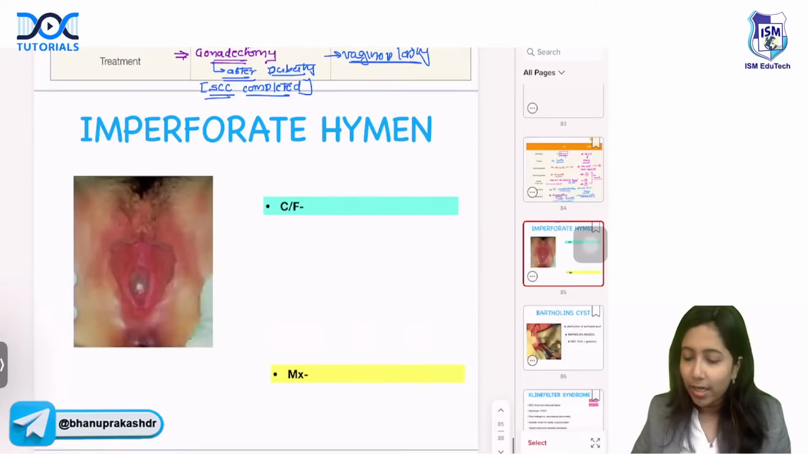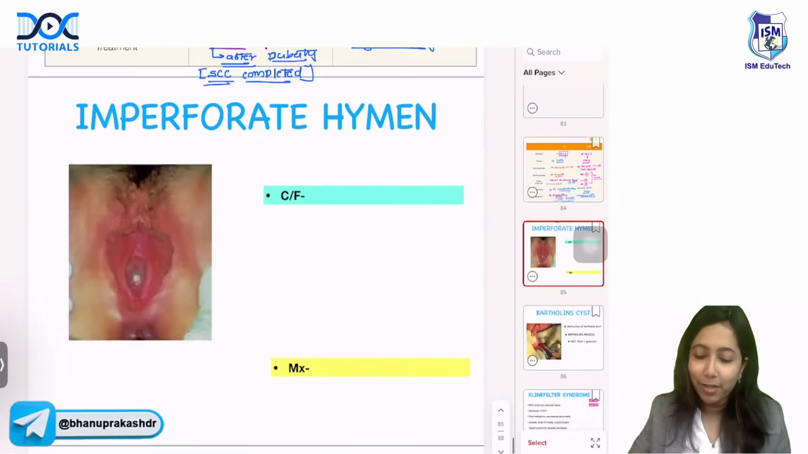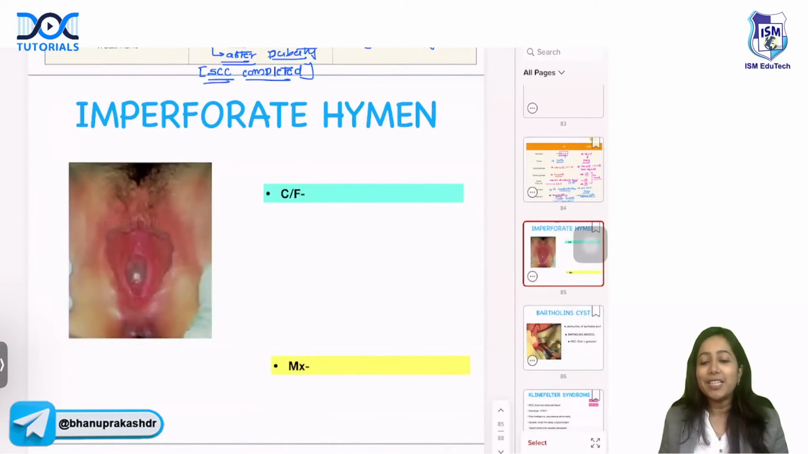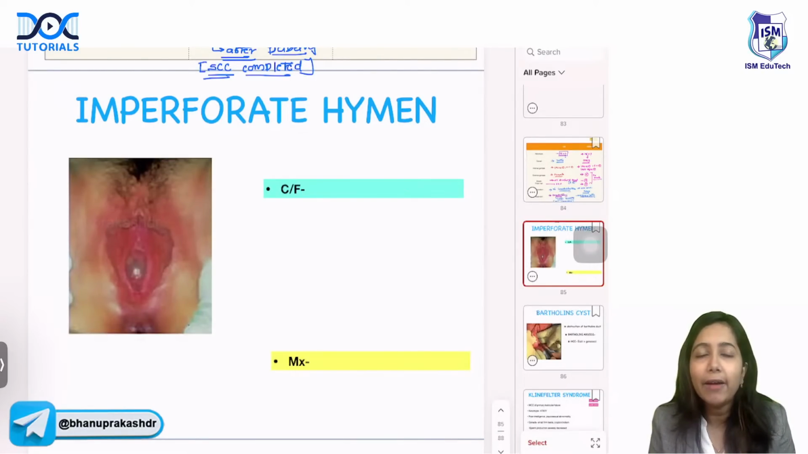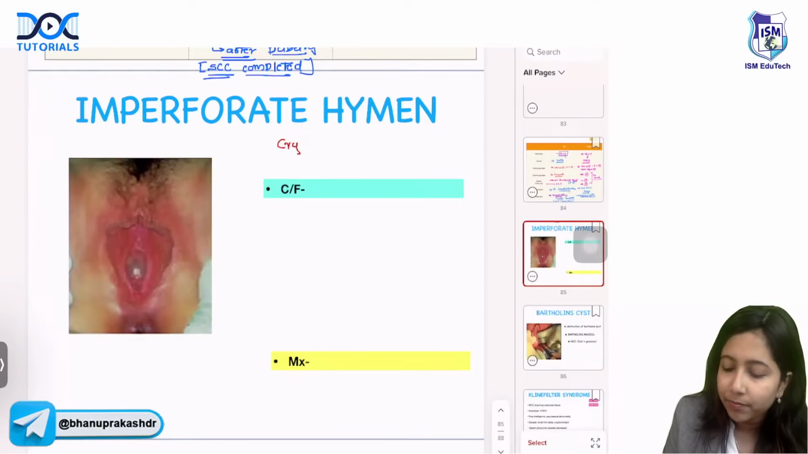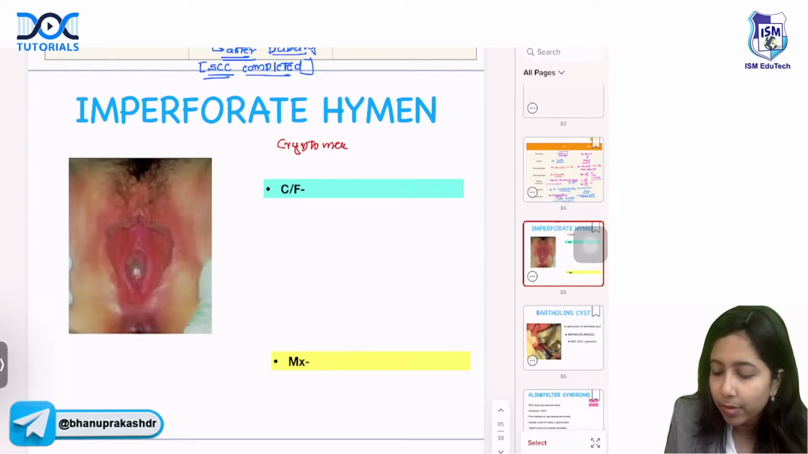Next, coming to imperforate hymen, an ever favorite. So imperforate hymen, again, a very important image-based question, clinical question, all of this. So again, in imperforate hymen, the patient will have primary amenorrhea. The patient will not have had her periods. So basically, they are bleeding from inside, but the blood is not coming outside. So this is known as cryptomenorrhea. The blood is hidden somewhere. It is cryptomenorrhea.